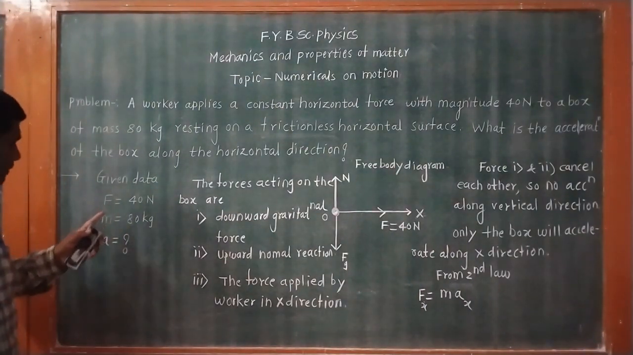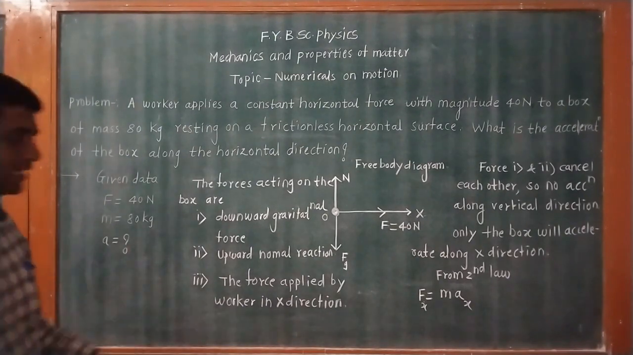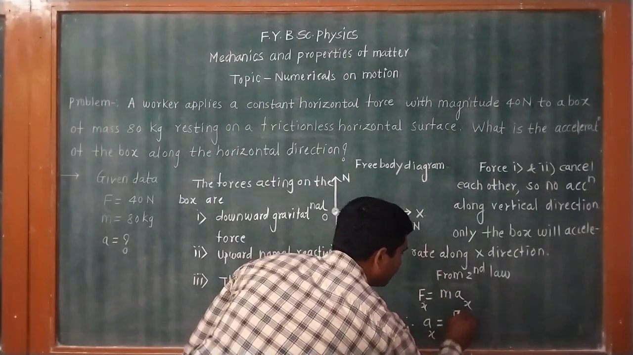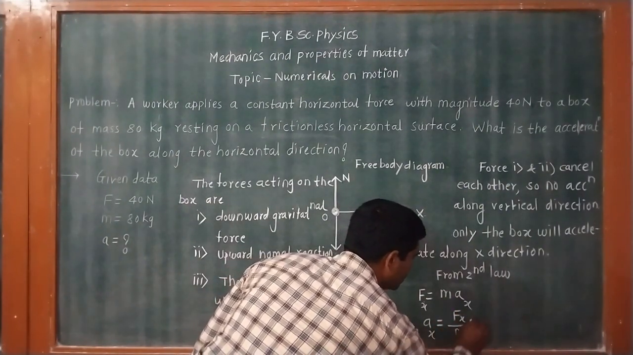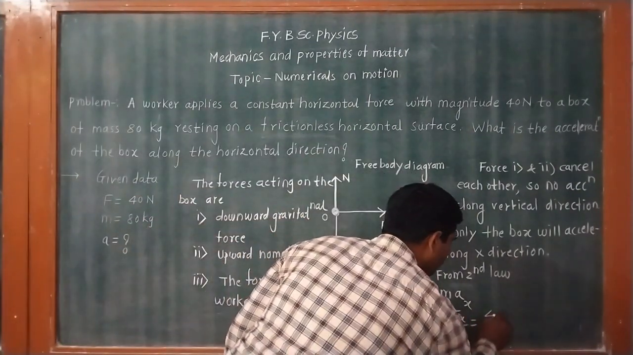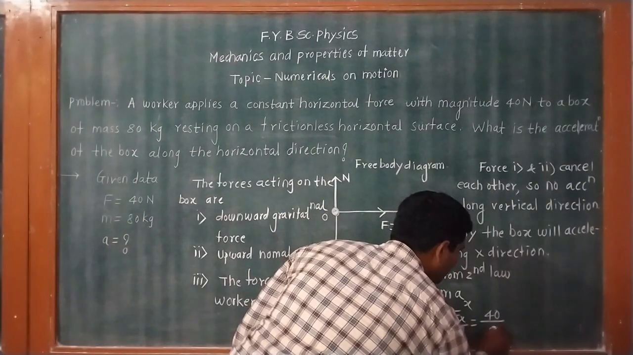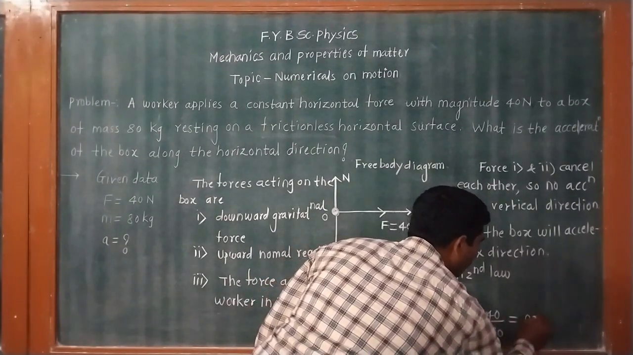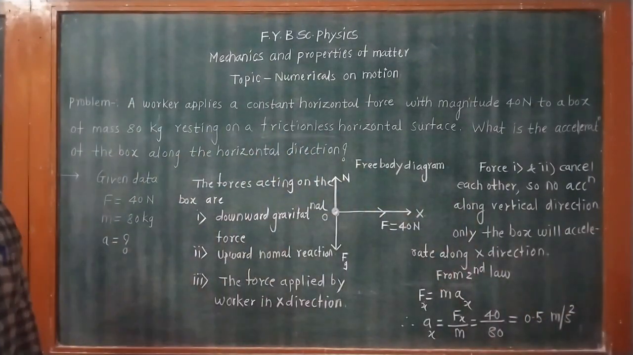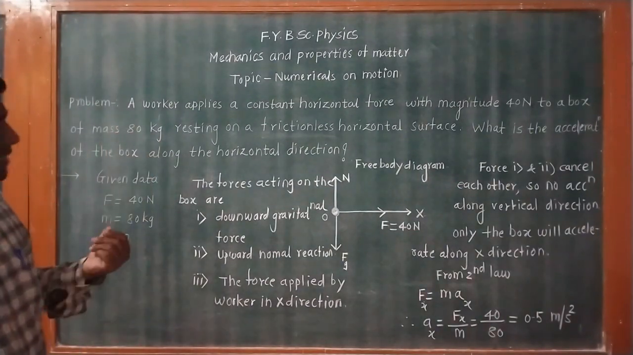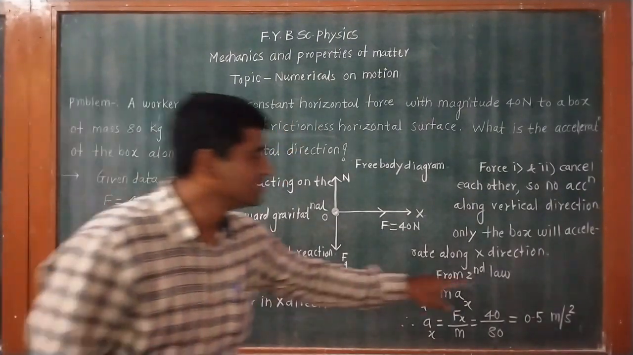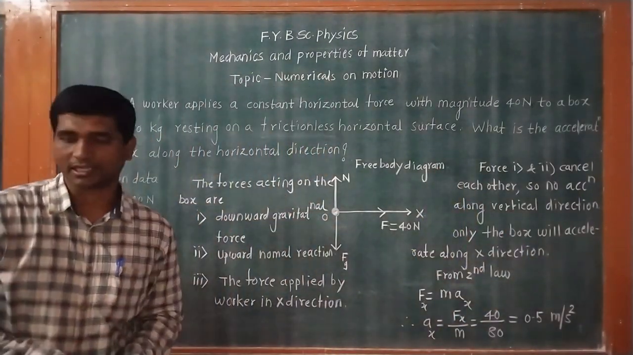The force is given, the mass is given, and we have been asked to find the acceleration. So from this I can write ax is equal to Fx upon m. Fx is 40 Newton, divided by mass, which is 80 kg, so it is 0.5 meters per second square. You just have to write one statement: the acceleration of the box along the horizontal direction is 0.5 meters per second square.